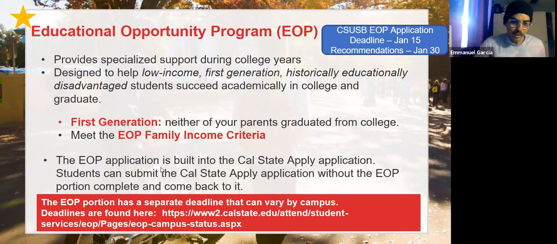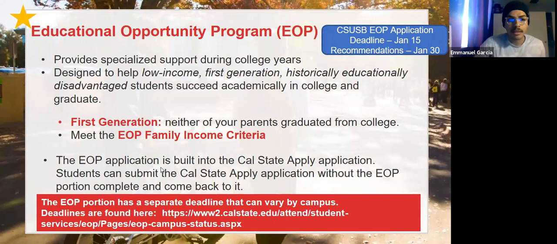So in order for you to apply, again, you need to apply in the Cal State Apply application. You need to be first generation, meaning that neither of your parents graduated from college. If you have an older sibling that went to college and they graduated from college, you are still a first generation student. So just a little heads up, because I know students get confused by that.